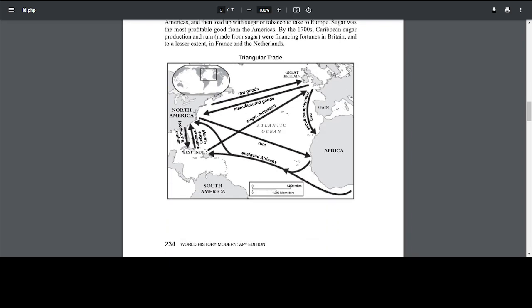And as you can see here on this source on page 234 in the AP World History textbook, we can see a map of the triangular trade, demonstrating where everything would go. This map also seems to mainly be focused around the east coast of North America and the west coast of Africa, Spain, Great Britain, and many European countries.